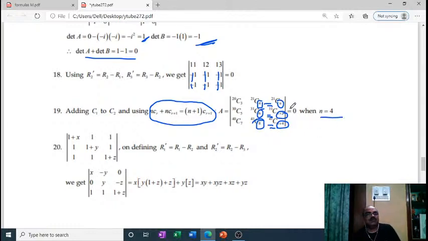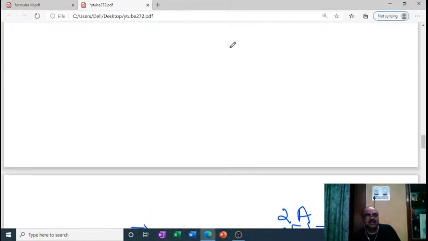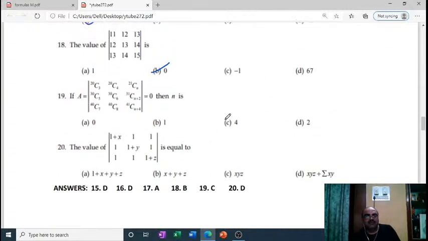Get the answer. So the n value here is 4. This is a very commonly asked question, friends. Very common question and very essential for us.